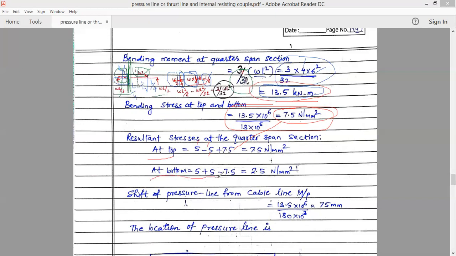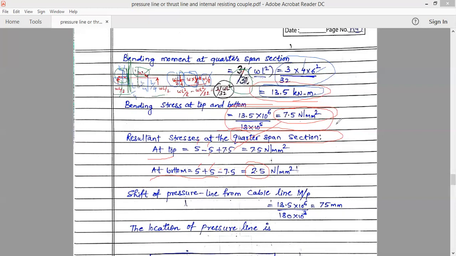Now about the bottom stress. So for the bottom fibers, plus 5, again plus 5, and minus tensile stresses here, minus 7.5. So the value is now 2.5 Newton per mm square. So these are the stresses at top fibers and bottom fibers at quarter span.